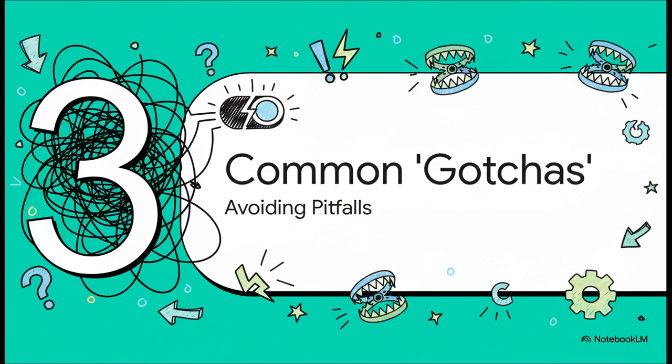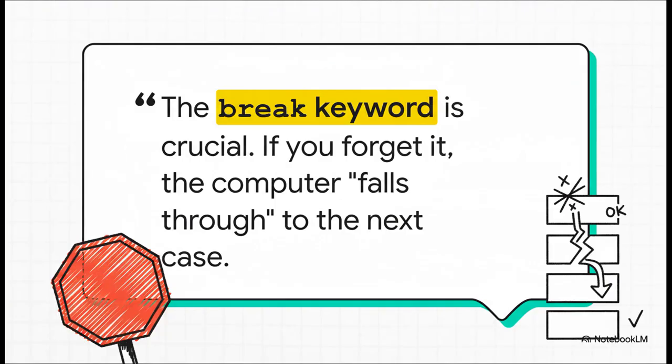Now, switch statements are awesome, but there's one really common mistake that trips up pretty much everyone when they're first starting out. Let's talk about the biggest gotcha so you know exactly how to avoid it. That break keyword we just talked about. It is absolutely crucial. If you forget to put it in, a weird thing called fall through happens. The code finds a match, does its thing, but then it just keeps on going, falling through and running the code for the next case, even if it doesn't match.